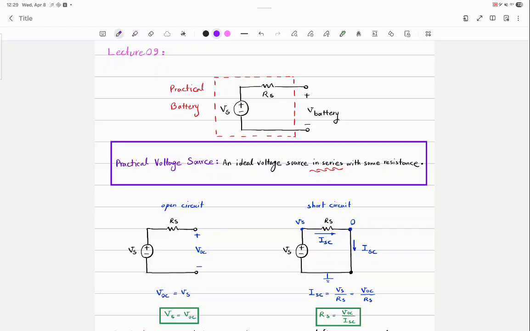You should be familiar with the definition of practical voltage source and practical current source, which is ideal voltage source in series with the resistance for practical voltage source and ideal current source in parallel with the resistance for practical current source. And you know that you can just transform between them. So source transformation, when is that required on your first exam?